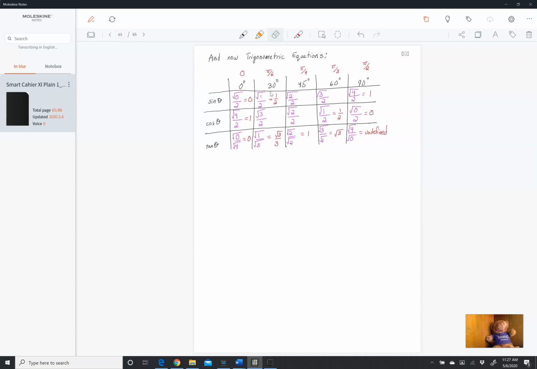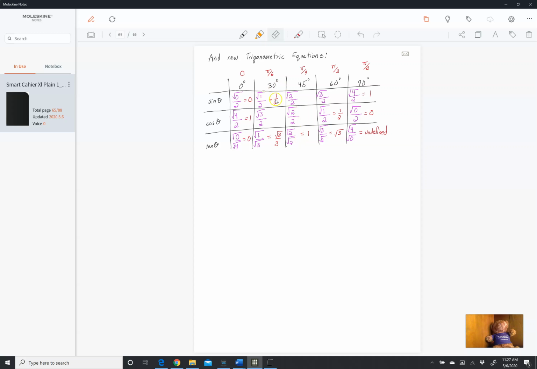Now, obviously, on your final, it's more like a take-home, so you don't have to memorize this. But I will warn you, you go into a calculus class and you don't know the sine of 30 off the top of your head, it's going to be a problem, okay? Okay, so let's start solving equations and seeing how we use this, okay?